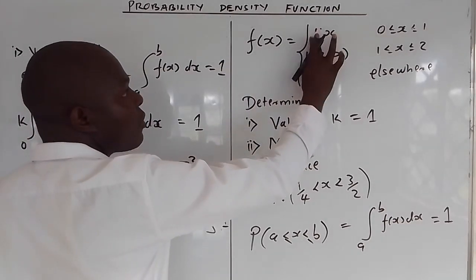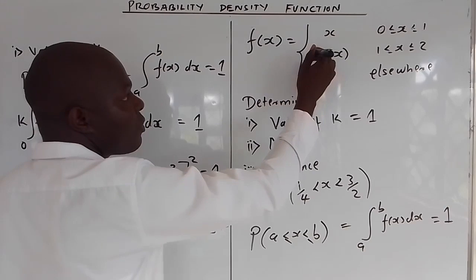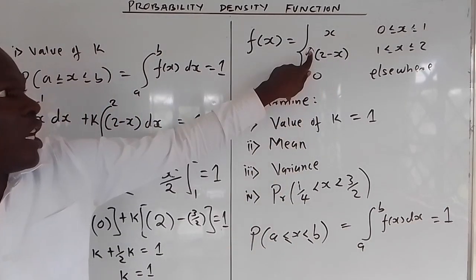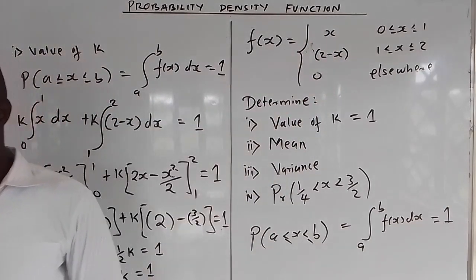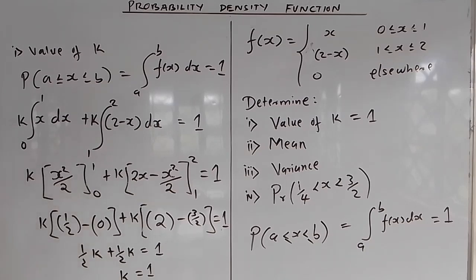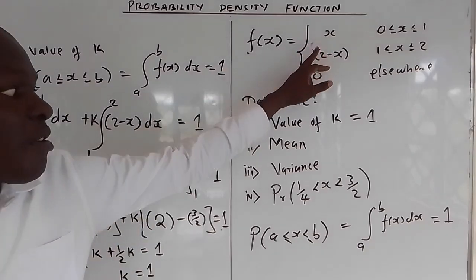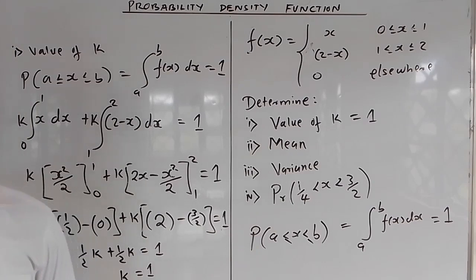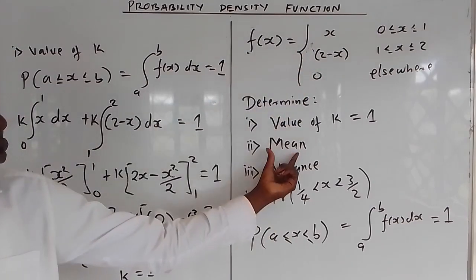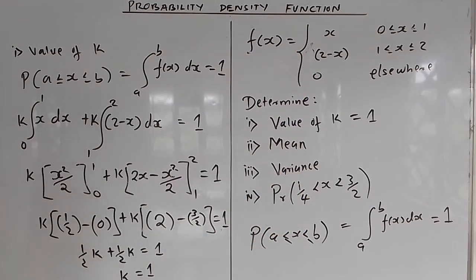So where there is k here, we put 1. Where there is k here, we put 1. So you see, we have now substituted the value of k, isn't it? We now know the definition of the function f of x when k is 1. So it is now what we use to get the mean, variance and that probability, isn't it? So go to part 2.